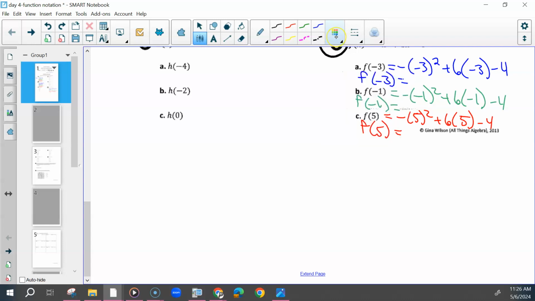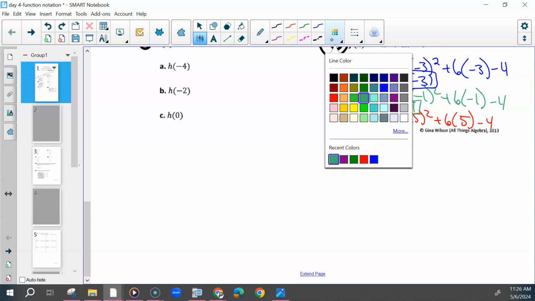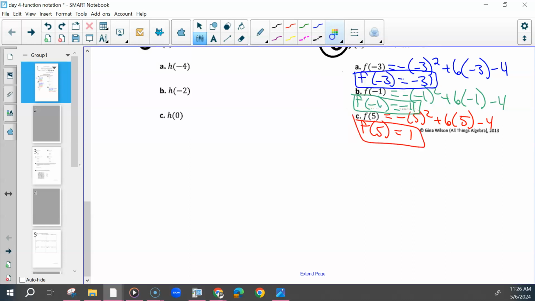Did we all get negative 31 for the first one? For f of negative 1, that's what we all got. And for f of 5, I got 1. Yes. Do we have questions about any of those?